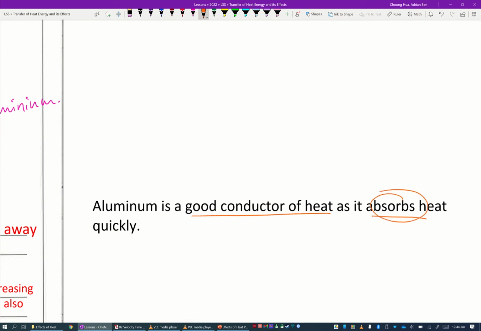Absorb. This term is used in radiation. So when you use the term absorbs, you're referring to radiation. You're no longer referring to conduction. So this reflects a lack of understanding of what conduction and radiation mean, leading to confusion. In other words, you need to get your idea of conduction and radiation very clear. You need to distinguish between them very, very clearly.